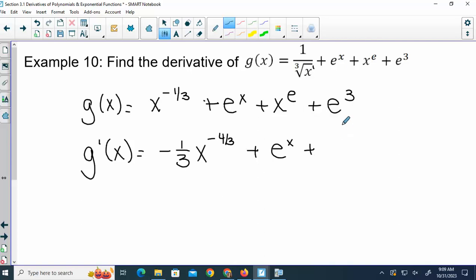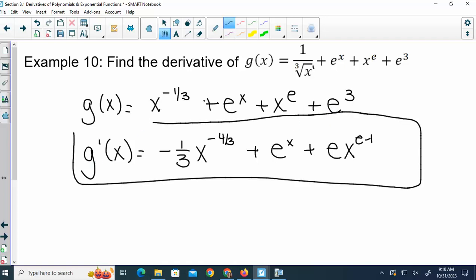Plus. This one is x to a power. So what do we do with the power? Comes down in front. We keep the x, and then we subtract 1 from the power. So this power is just now e minus 1. What's the derivative of e to the 3rd? It's 0. There's no x in it. It's a constant. So if there's no x, it's constant, your derivative is 0. So that is our derivative of this function.